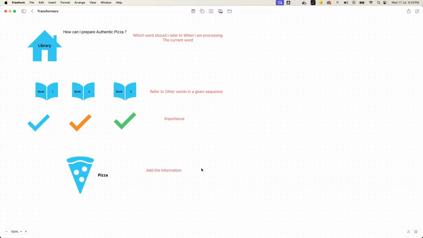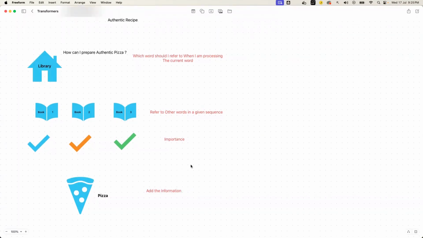Now, there are some technical terms so that this can be done computationally, because obviously I cannot tell my computer to consider this story. So we'll have to have some technical details. Let me add a technical layer on top of this. Here, the question that John has, in my case, is the computer asking which word should I refer to when I'm processing the current word.